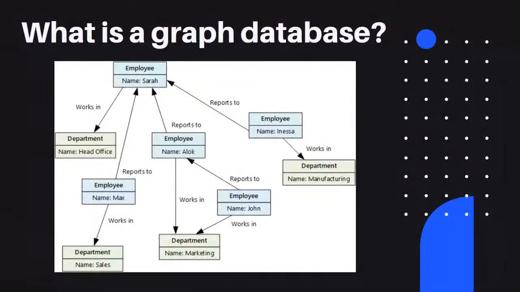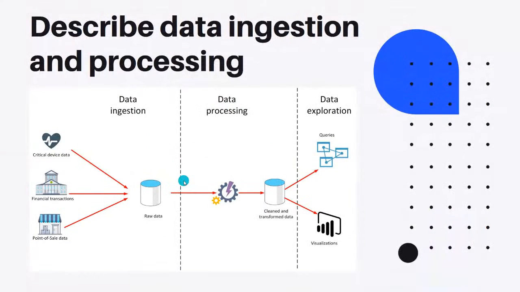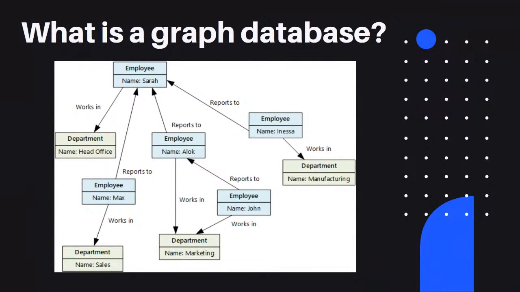Then we have our fourth category, graph database. Suppose you have your data. In unstructured data we usually don't have tables, but we can label it. For example, here you have employee Sarah. Sarah works in the department head office, and she reports to employee Max. Max works in department sales, and Alok reports to Sarah. Alok works in department marketing, and John reports to Alok.